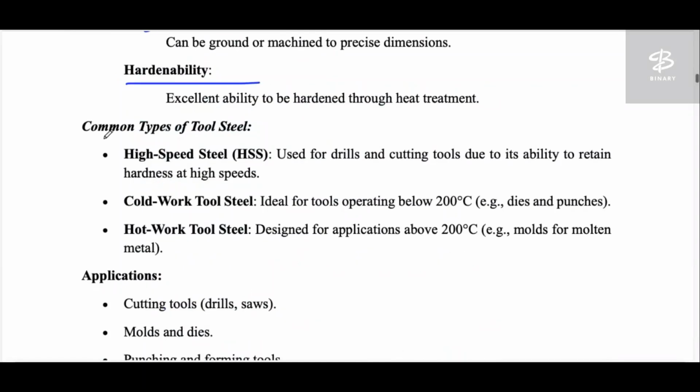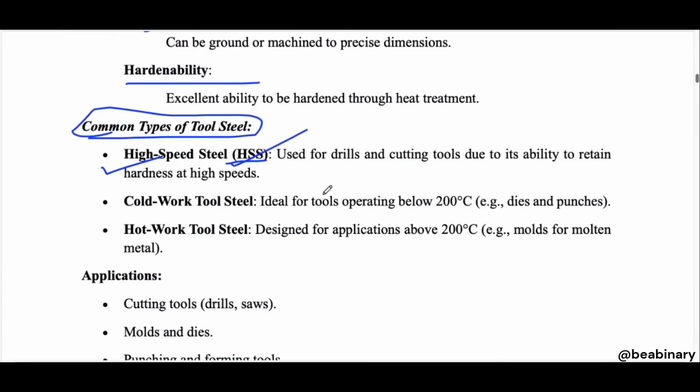So now come to the types of common tool steel. What are the common tools? It is very common. I hope that you have heard this name, HSS. This is very common, and this is basically the one mostly used in a lathe machine as well. This is basically the tool element which is frequently used in all the machining elements as a tool.